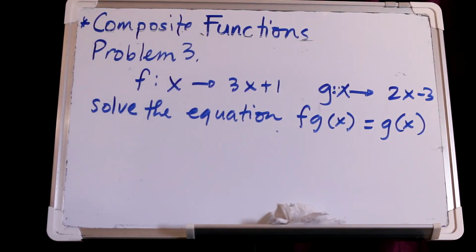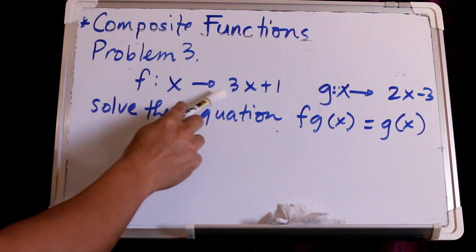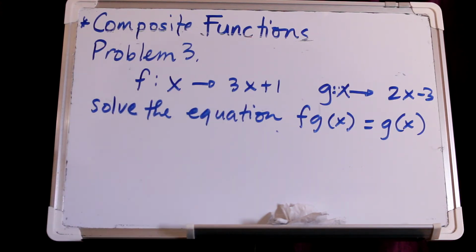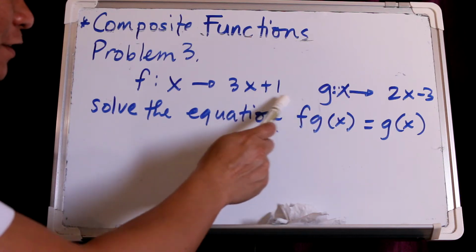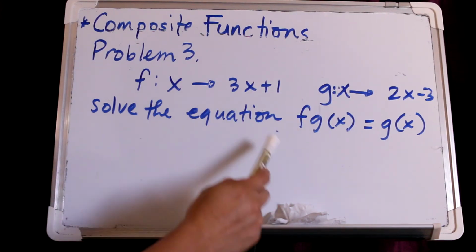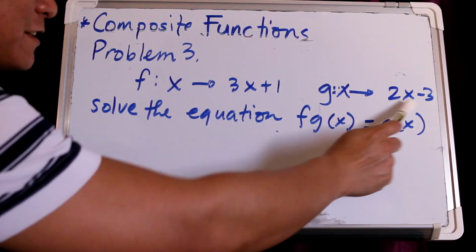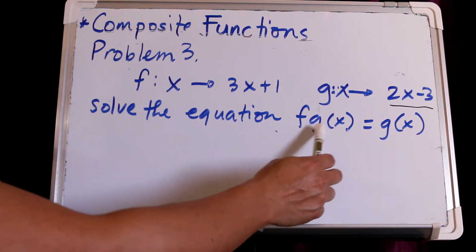Right, problem number 3 here for composite function. So you have these functions. f(x) will produce 3x plus 1, and g(x) will produce 2x minus 3. And you are going to solve the equation fg. That means you are going to combine from f to g, and then g(x), which is this one only.